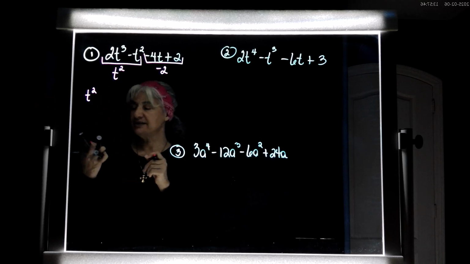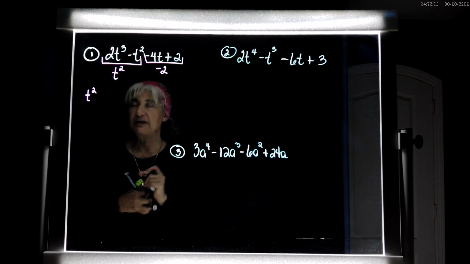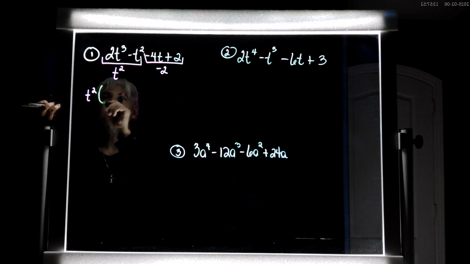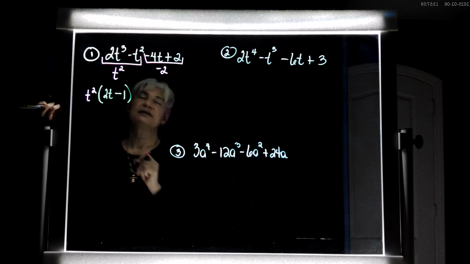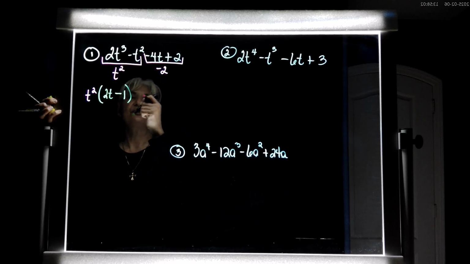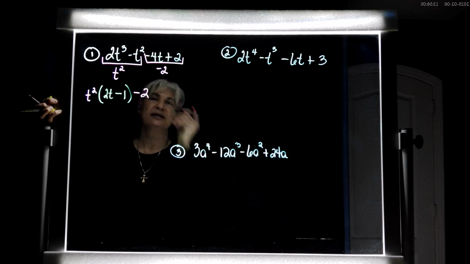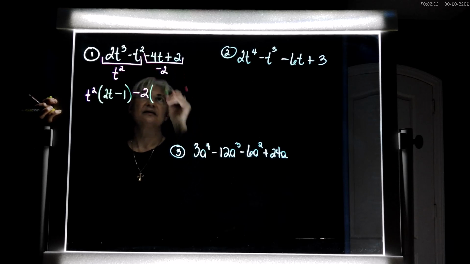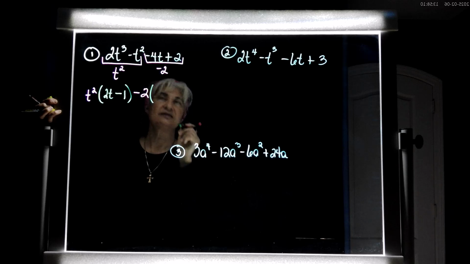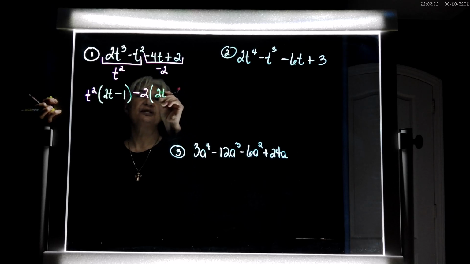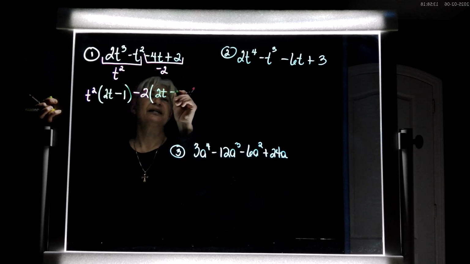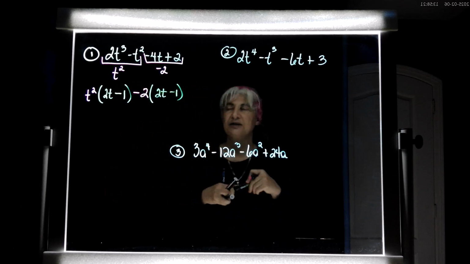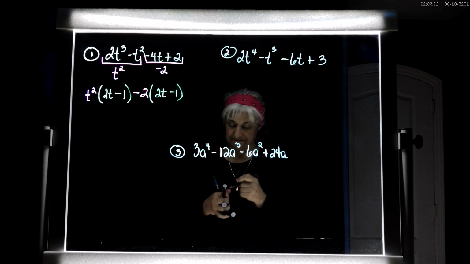You're factoring out a t squared from the first grouping. What remains? 2t minus t squared divided by t squared. 1. Wonderful. The second grouping, you factored out a negative 2 or a minus 2. Tell me what remains. Negative divided by negative is positive, so we have a positive 2t. And positive 2 divided by negative 2, negative 1. Excellent. Good job. Okay, so take a look.